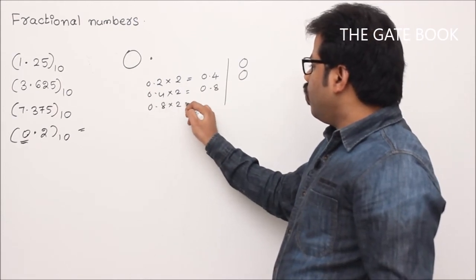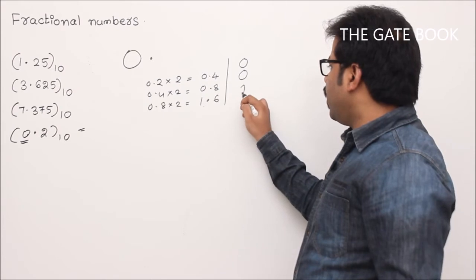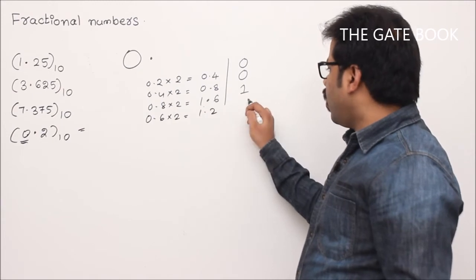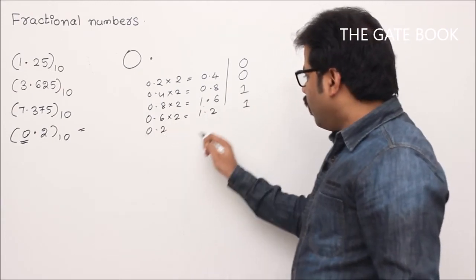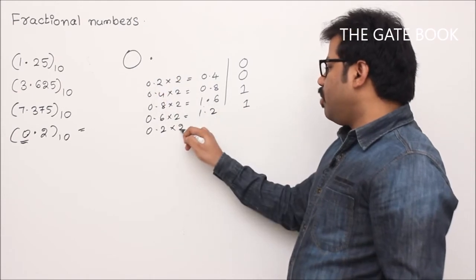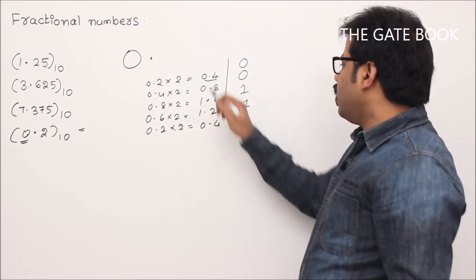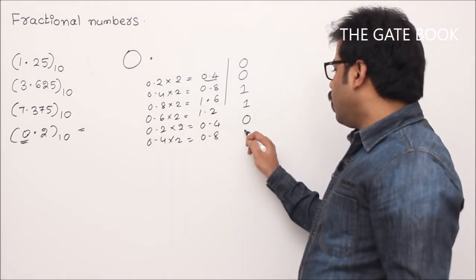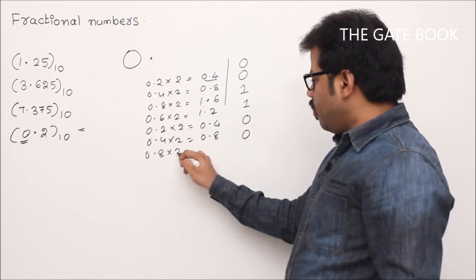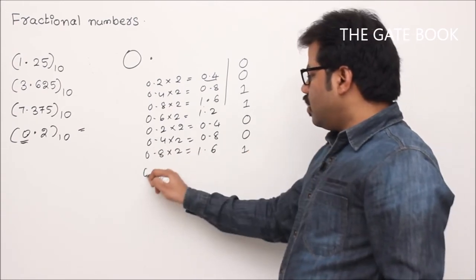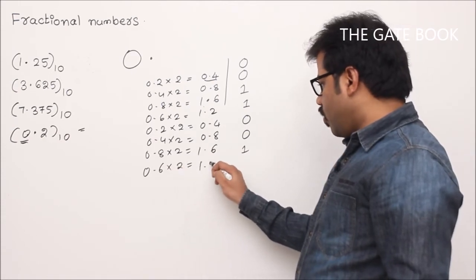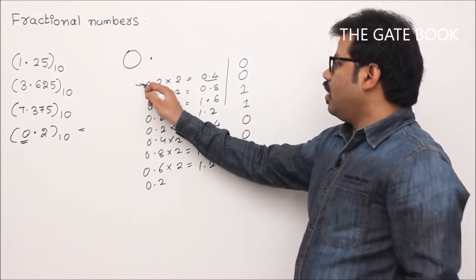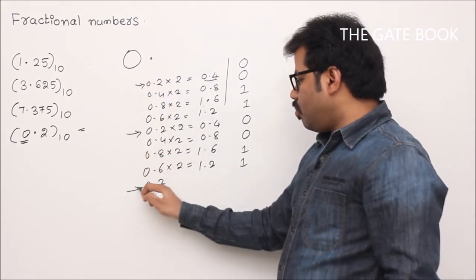0.8 into 2, 1.6, right? So 1 is the remainder. The remaining part 0.6. 0.6 into 2, 1.2. Remainder 1. The remaining part 0.2. See, when 0.2 comes, if you do the process, it will be repeated again. 0.4, right? You get again 0. Then 0.4 into 2, 0.8. You get again 0. 0.8 into 2, you get 1.6. So remainder 1, then 0.6. 0.6 means 1.2. So again you get remainder 1, then you get 0.2. See, here and here and here, that process will be repeated.